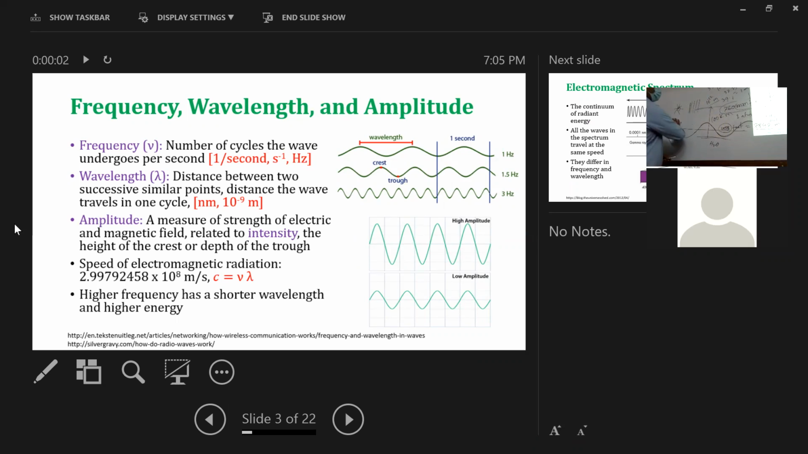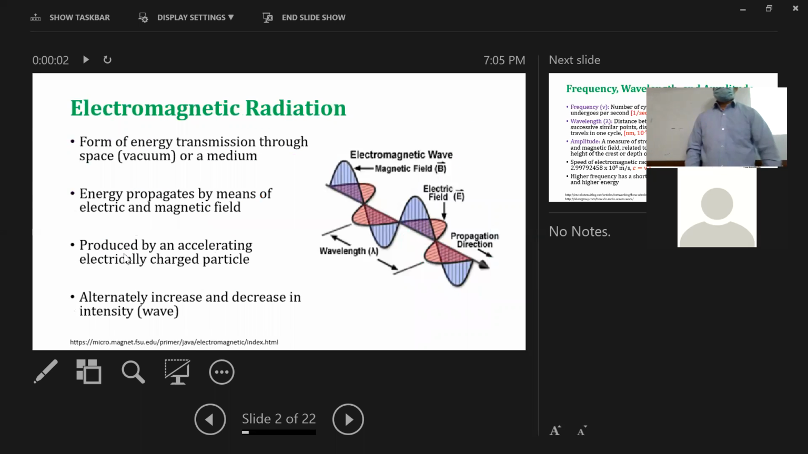All of you are familiar with these terms, is it? Frequency, then wavelength and amplitude. I wanted to ask any of you to draw and show, but I have already drawn this slide.